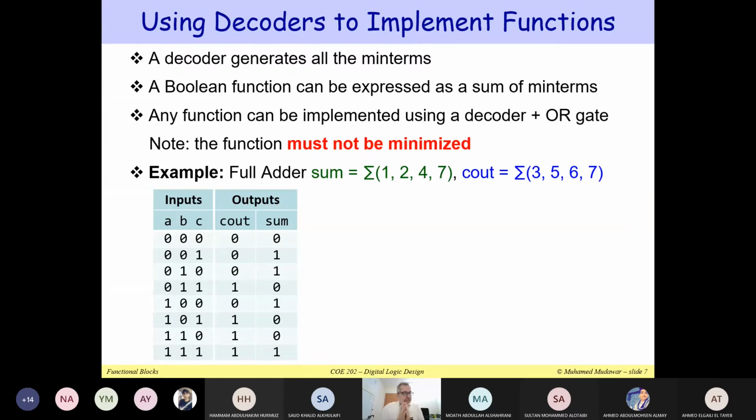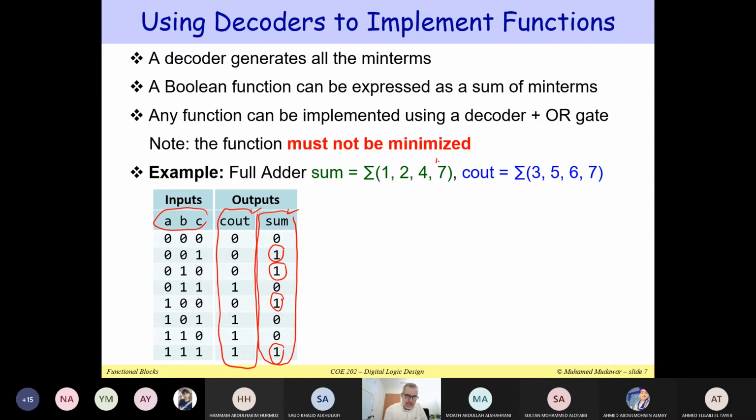Let me give you an example. Suppose I would like to implement a full adder. The full adder has 3 inputs, A, B, C, and it has 2 outputs, the carry out and the sum. These 2 outputs are given by these 2 columns: this is my function C out, and this is my output, the function sum. Basically, each output is a function. Now we can look at the minterms. In the case of sum, this is minterm 1, this is minterm 2, this is 4, and this is 7.